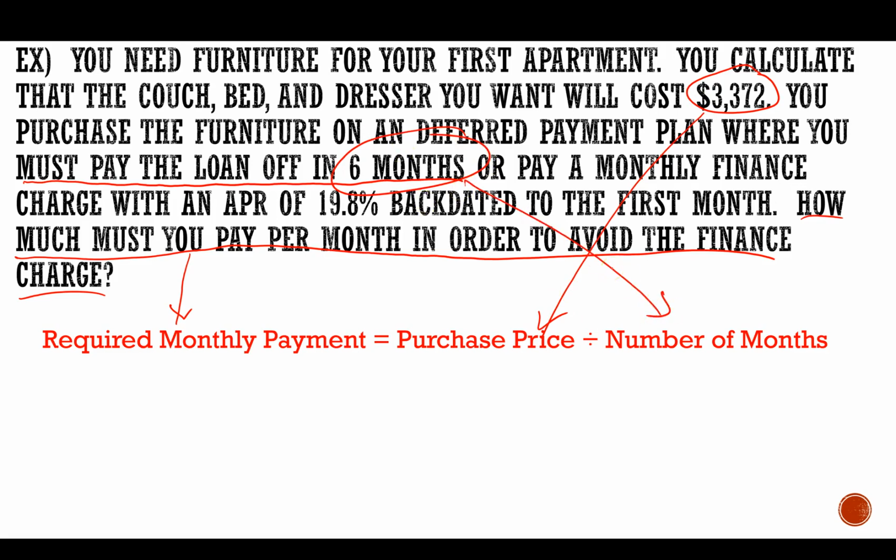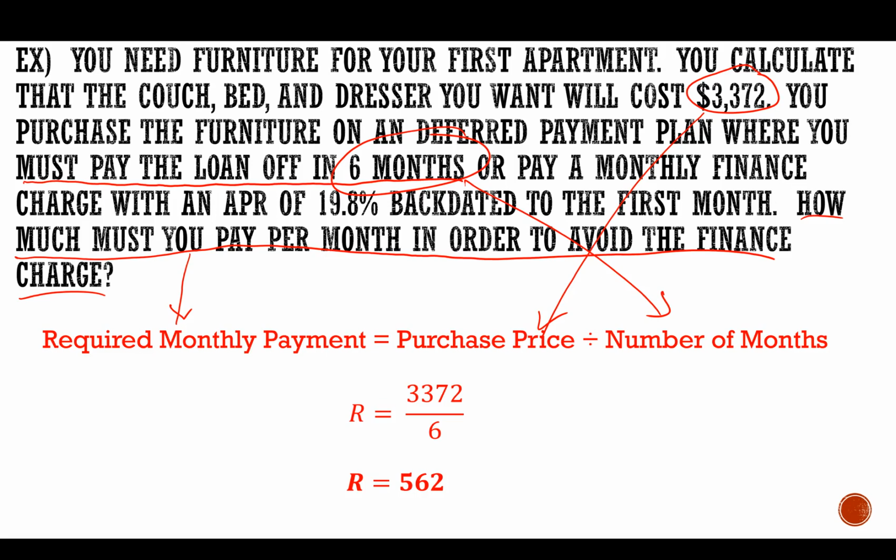All right? And basically, you spread out that $3,372 over 6 months, divide it by 6, and you get $562. So you would need to pay $562 per month, every month for 6 months straight, and then you end up paying all the furniture off. And because you paid it off within those 6 months on this deferred payment plan, you do not need to pay any interest. You do not have a monthly finance charge.